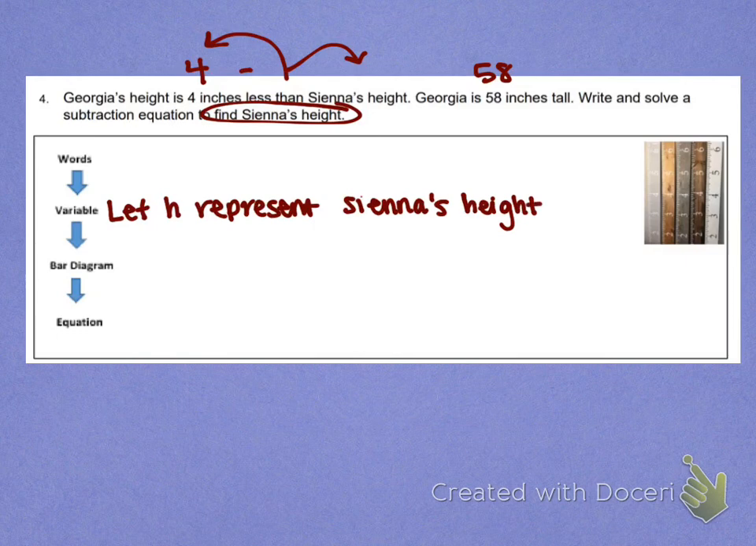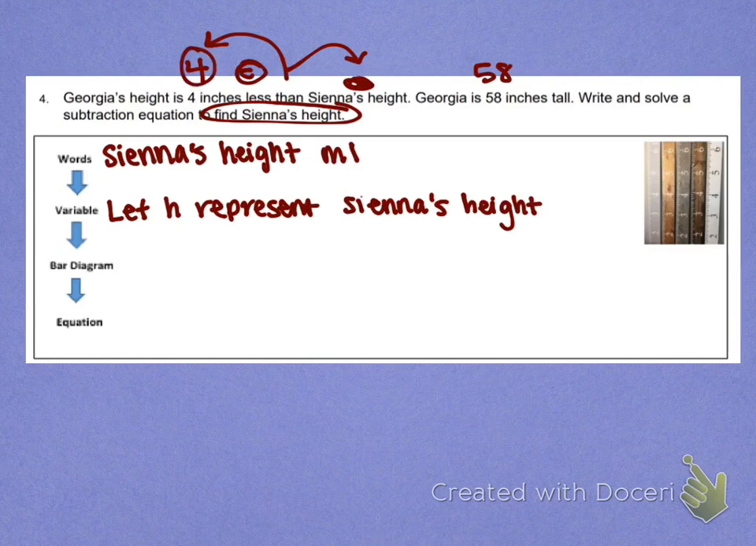Okay, and then we need to know what we're looking for, right? So we need to know what's going on. So here we have 4 inches less than Sienna's height. So we know George's height. So Sienna's height is minus 4. So I'm just taking this right here, Sienna's height minus 4 is whose height? George's.